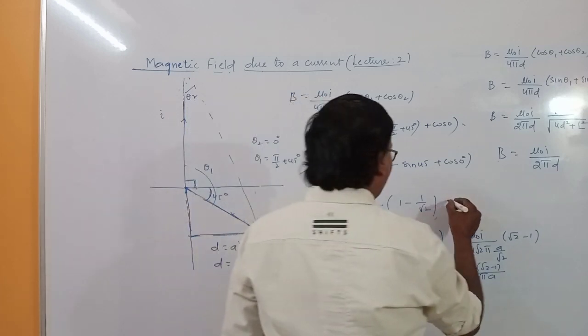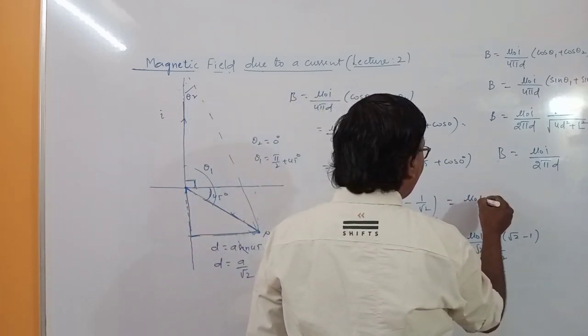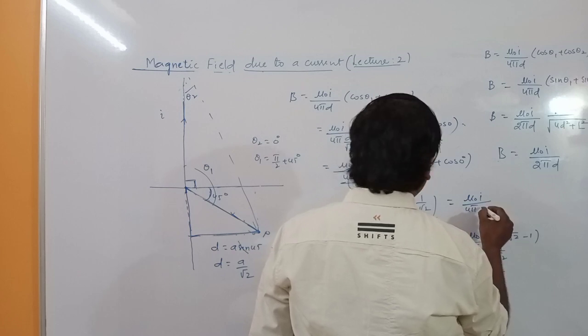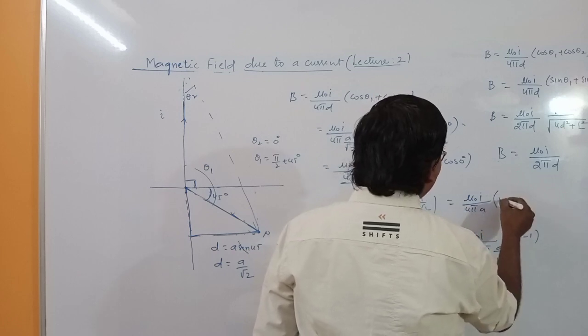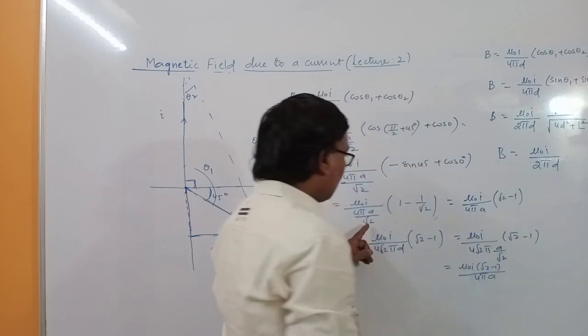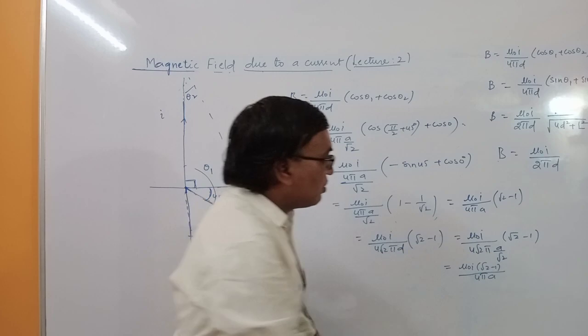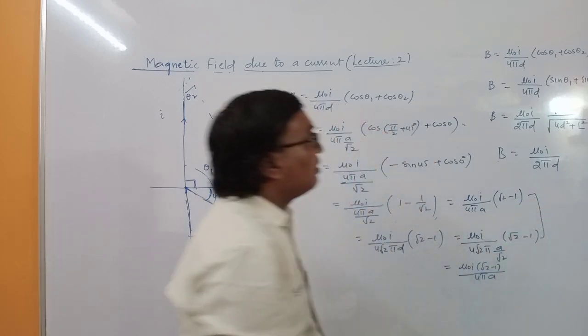If you replace d here with a by root 2, you get the same thing. Simplifying further, mu naught I upon 4 pi a times root 2 minus 1. This is 1 by root 2 and here you will have root 2, which will cancel out. So you have the same answer.